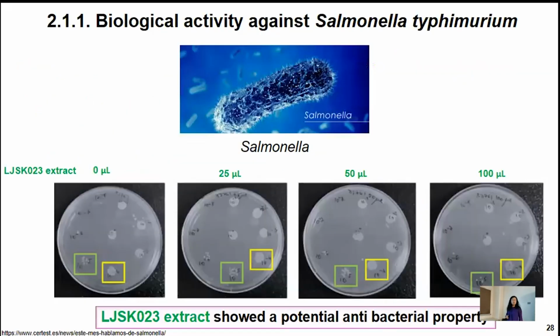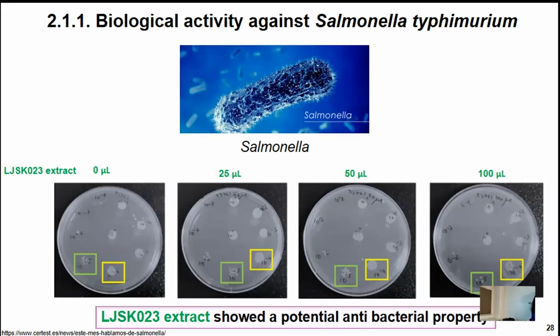In case of the prokaryotic organism, we tested it against Salmonella typhimurium. This is a pathogenic strain. What we did was, here these are all the different concentrations of the Salmonella, and then we tested it against the 023 extract at 0, 25, 50 and 100 microliters.